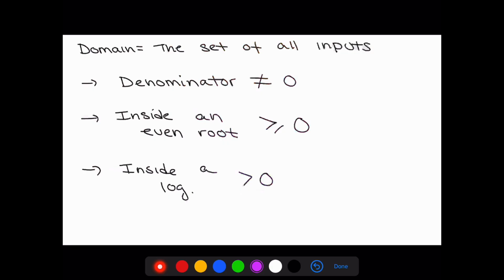If you have a square root or a fourth root, any type of even root, you can't have a negative inside an even root, so the thing inside the even root has to be bigger than or equal to 0. And then finally, if your problem has a logarithm, the thing inside a log has to be positive, has to be bigger than 0. So those are the 3 things we're going to think about when we're trying to find domain.